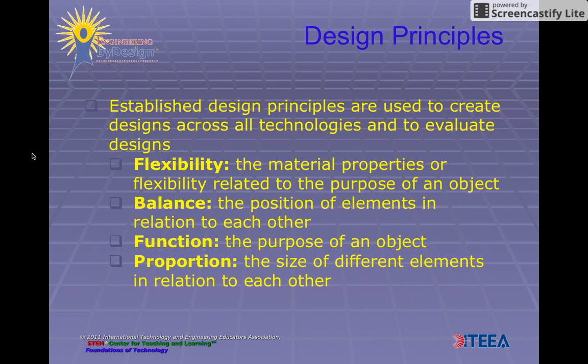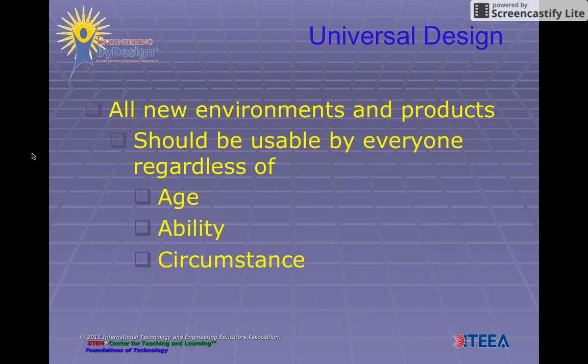So these are design principles. Later, we're talking about principles of design, which are different. So you have to make sure, just switching those 2 words around, that you see the clarification. So design principles, there's 4 of them. Then we go over universal design.